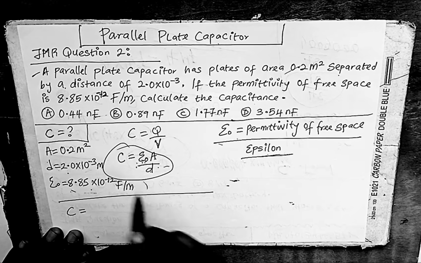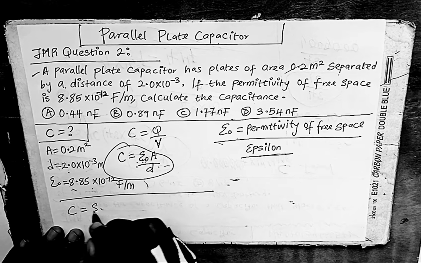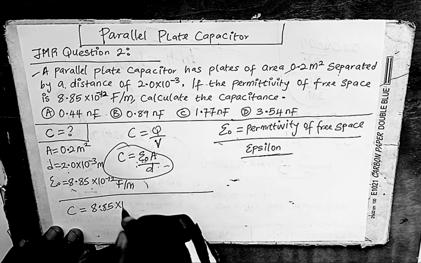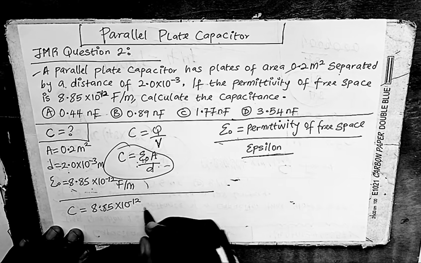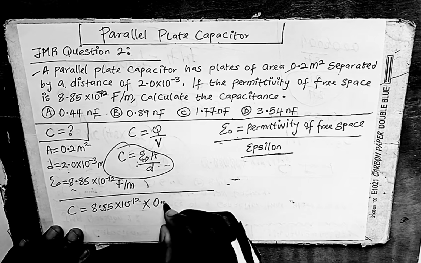So substituting, what do we have next? We have epsilon. What's our epsilon? 8.85 times 10 raised to power minus 12 times what? Area. What's our area? 0.2.